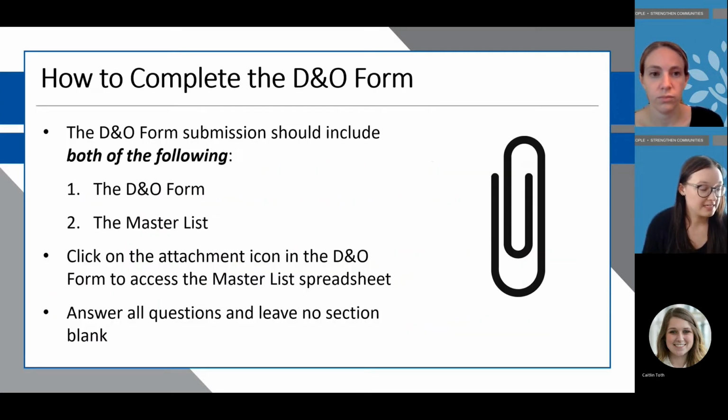So how to complete the D&O form. The D&O form submission should include the following. It's going to have the form and the master list. So this is technically two documents. If you receive it in a PDF form, the master list, which is an Excel document, is going to be embedded into the PDF form. How you access that master list or that Excel document is going to be by clicking on the attachment icon within the form. We'll show you a screenshot of what that looks like in the next slide. And as you're completing the form, of course, ensure that you answer all questions and leave no sections blank.